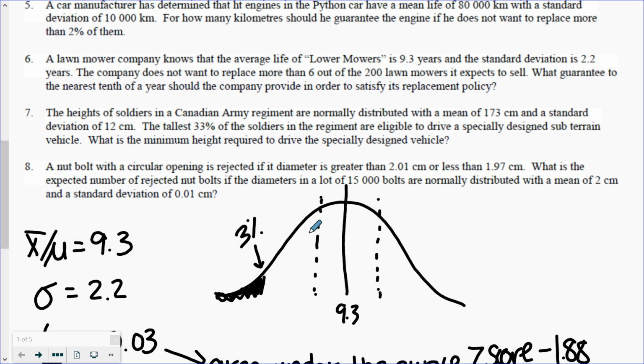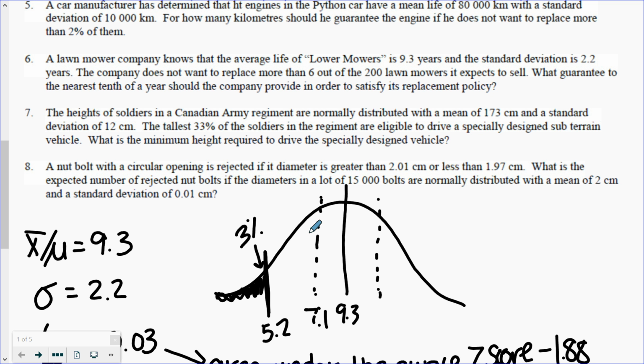Again, just looking at this little bad chart that I made. We know one standard deviation below the mean would be 7.1, and you could figure out the rest. This point right here is negative 1.88, and that gives us 3% below the mean. Sorry, in terms of z-scores, it's negative 1.88. That gives us 5.2 years as the amount that they would need to not have to repair more than 3%.